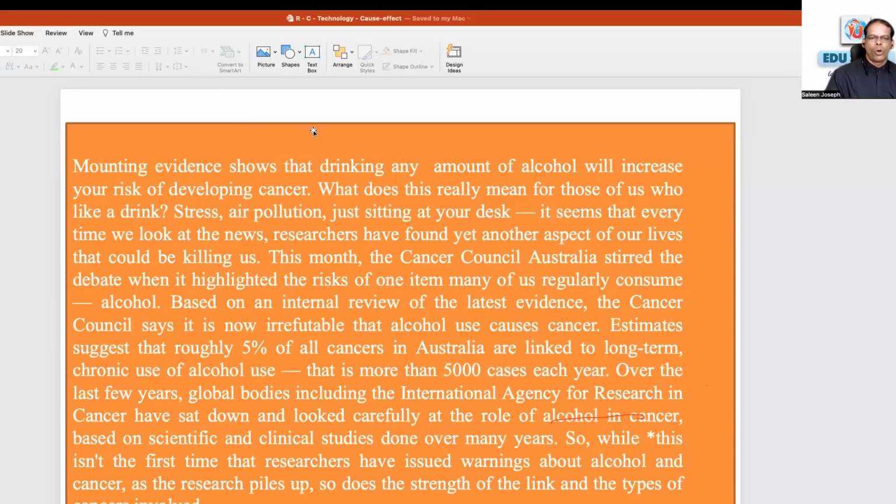Is the topic sentence on top, bottom, middle? Make sure there is no background distraction. You can unmute and read, tell me, and mute again. Drinking any amount of alcohol will increase the risk of developing cancer.